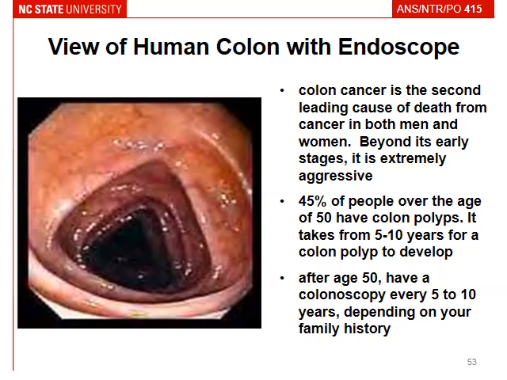After you're 50, I believe, or once you're 40, doctors will start prescribing them at 40, but after 50 you need to have one done every 5 to 10 years, depending on your family history.